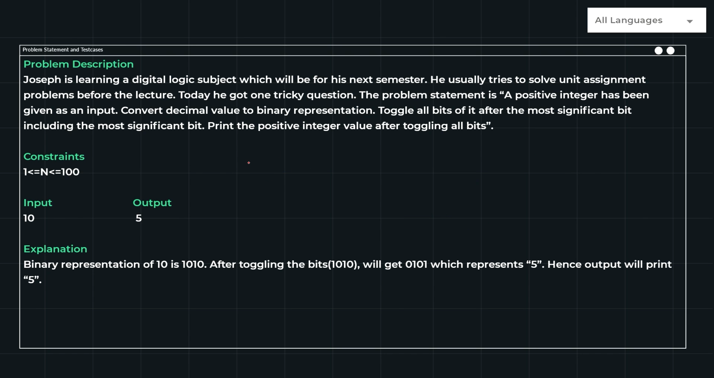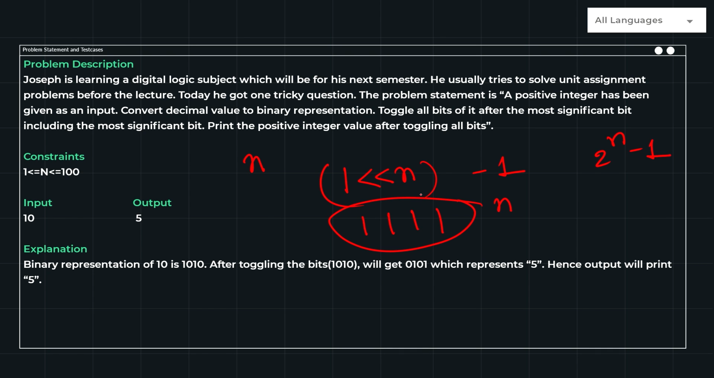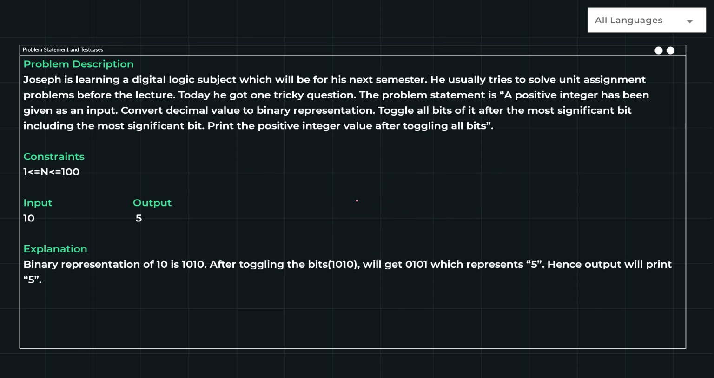So if you need n ones in a number, like an n bit number with all set bits, you have to do 1 left shift n, minus 1, or 2 to the power n, minus 1. In this way you can find a number where all bits are set and also the length is n. Now how to get the length of the given number? You can use just logarithm.